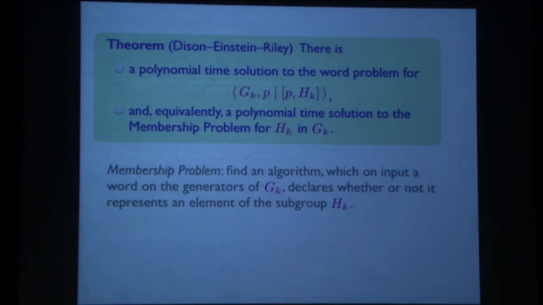if you have a word that represents the identity, if w equals 1 in this group, then whenever p's occur in the word, they occur in pairs. So this is a Van Kampen diagram for this word.